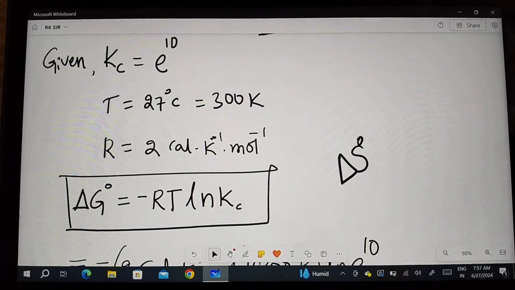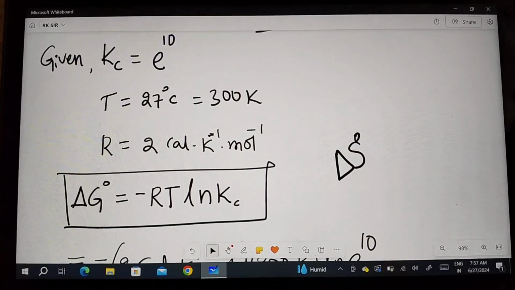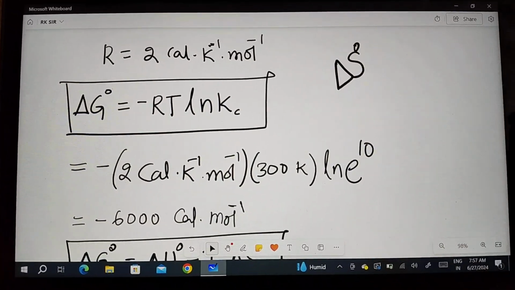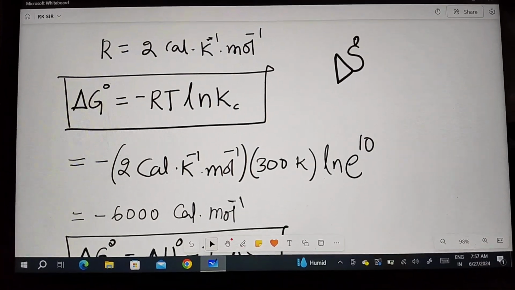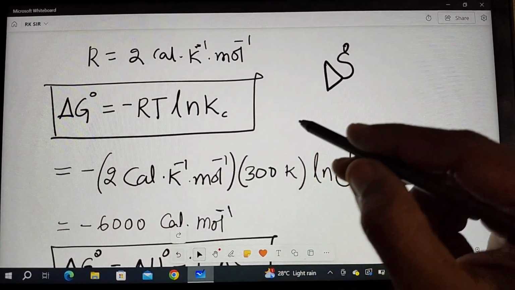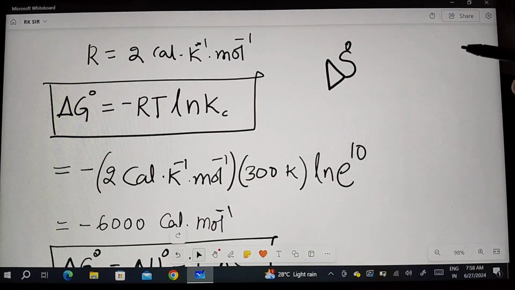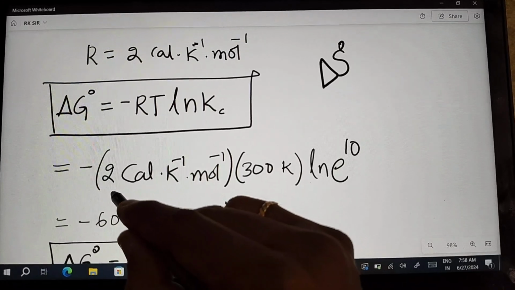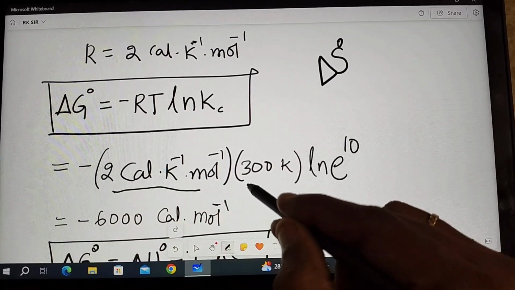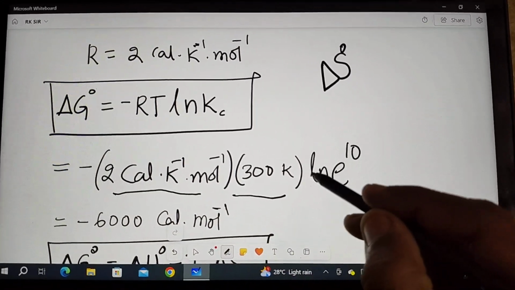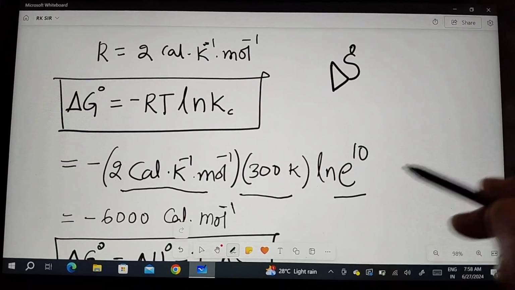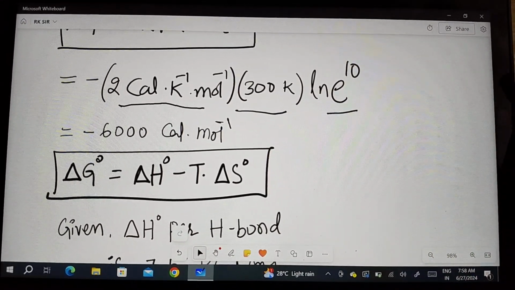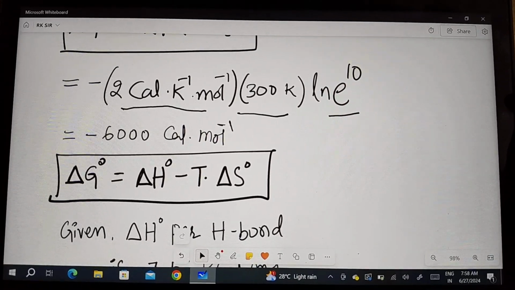To calculate this, first we need to know the delta G naught, which can be easily calculated by minus RT ln Kc. The temperature value is given, and the Kc, that is the equilibrium constant value, is given. Anyway, we know the R value. So by substituting, this is the R value, this is the temperature value, and this is ln Kc. After that, we will get the delta G naught value as minus 6000 calorie per mole.